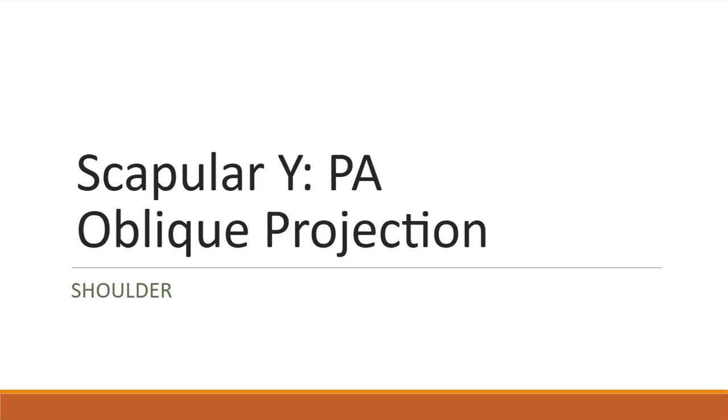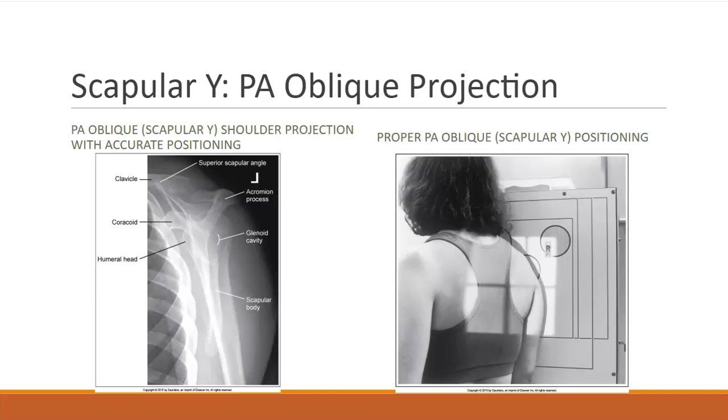Let's move on to the scapular Y projection. Image analysis guidelines for the PA oblique scapular Y projection state that the scapular body is in a lateral projection with superimposed lateral and vertebral scapular borders. Scapular structures form a Y with the scapular body as the leg and the acromion and coracoid processes as the arms. The glenoid cavity is demonstrated on end at the converging point of the arms and leg of the Y.